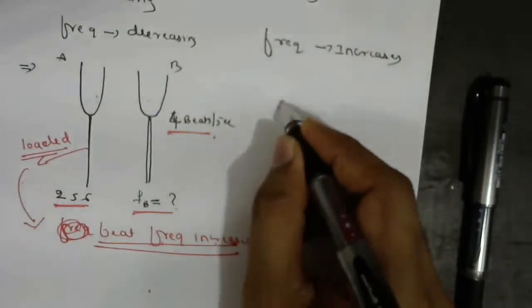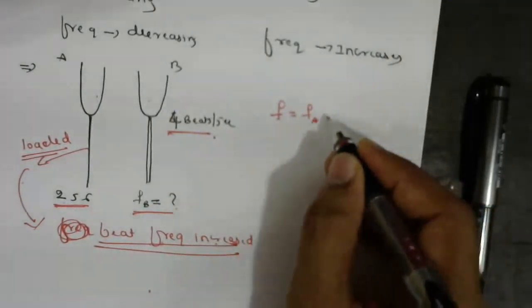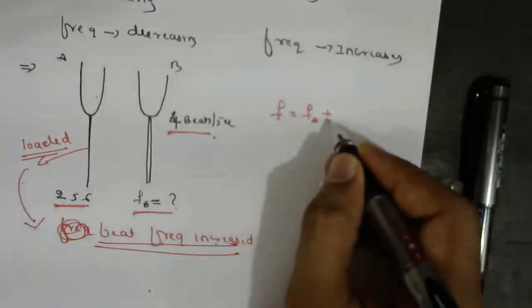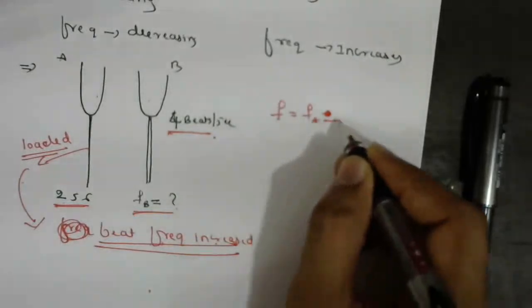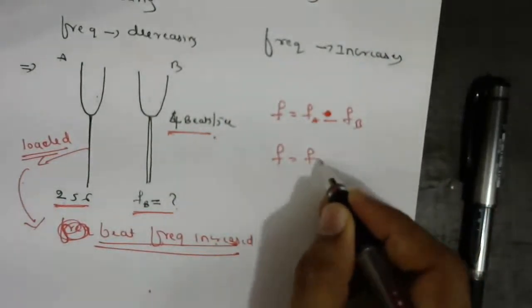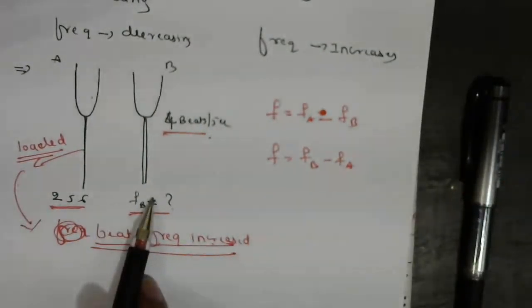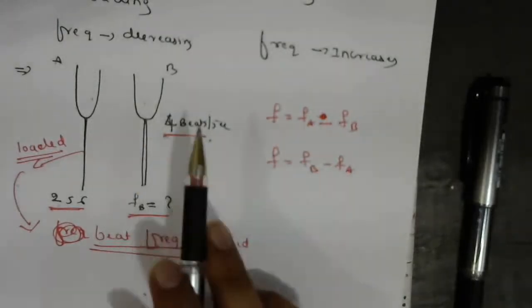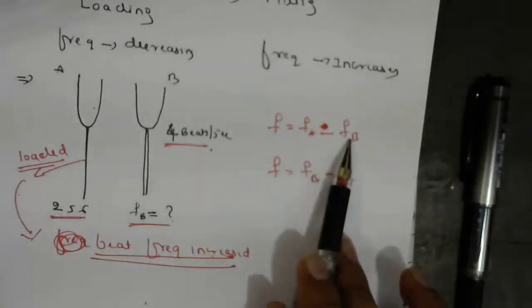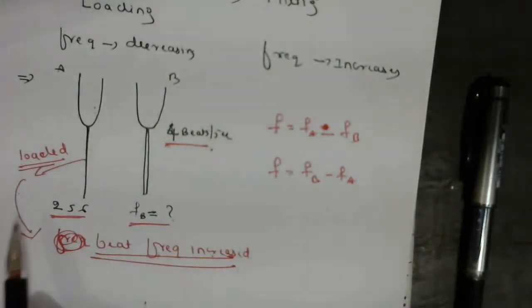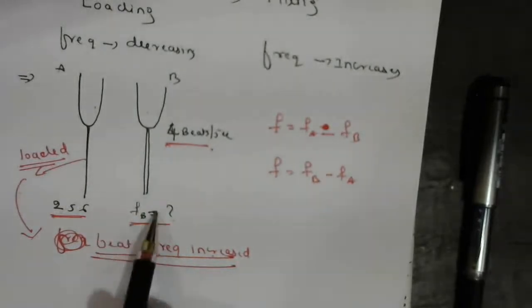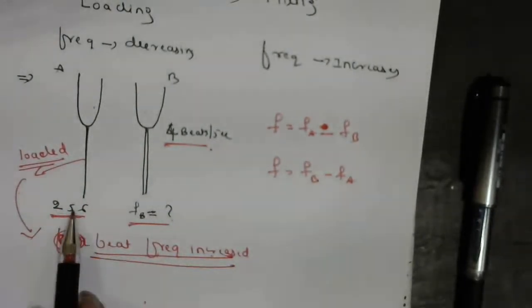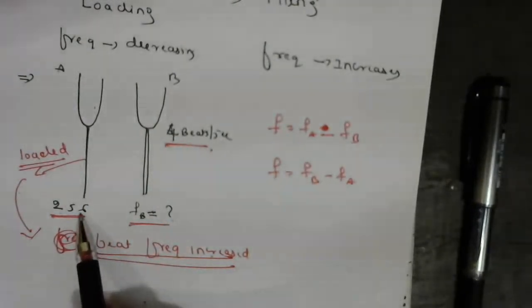The beat frequency F is equal to FA minus FB, or F is equal to FB minus FA. We take both cases because we don't know which one is greater. According to the first equation, FA is greater. According to the second equation, FB is greater. We already derived in theory that beat frequency is equal to the difference between the two frequencies, less than 10 only, a very small difference. Since 256 is given, either 256 plus 4, 260, or 256 minus 4, 252. We don't know which.